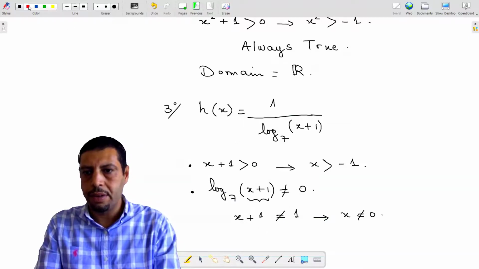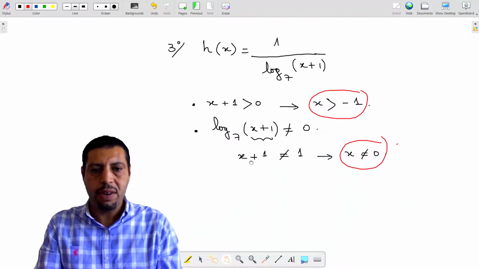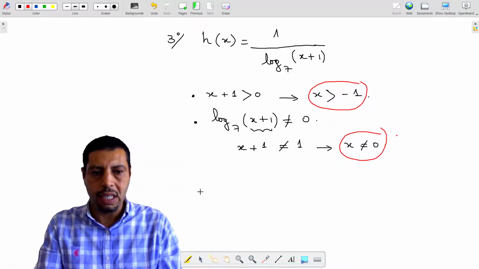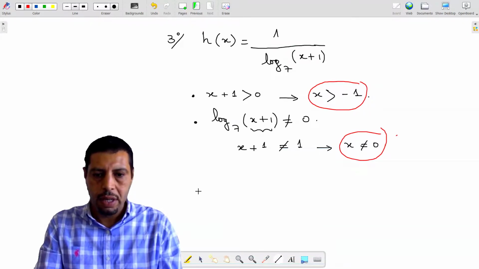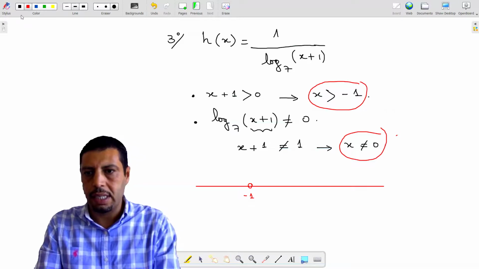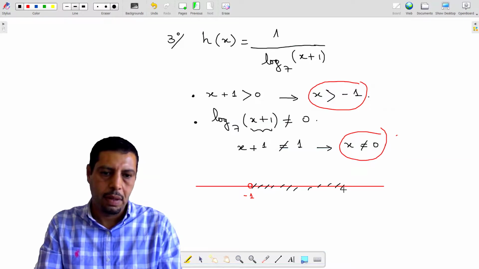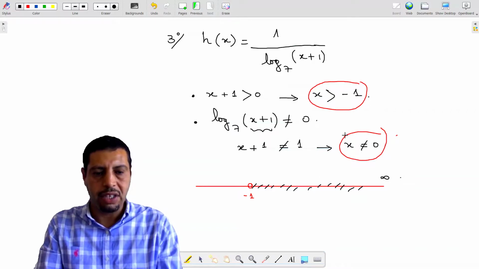So you have two conditions here. The first one is x greater than negative 1, and x not equal to 0. And both must be satisfied. So the domain will be the intersection of these two conditions. So let's first draw our first condition, which is x greater than negative 1. So we have to exclude the negative 1. Let's say it's here, okay? So it's the set of all numbers which are greater than negative 1, from negative 1 to infinity. I'm making this illustration to explain the intersection of the two conditions.